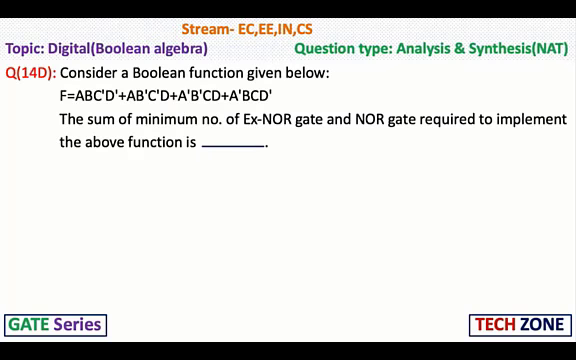Next problem is, consider a Boolean function given below. F is equal to A B C bar D bar plus A B bar C bar D plus A bar B bar C D plus A bar B C D bar. The sum of minimum number of XNOR gates and NOR gates required to implement the above function is, fill in the blanks.